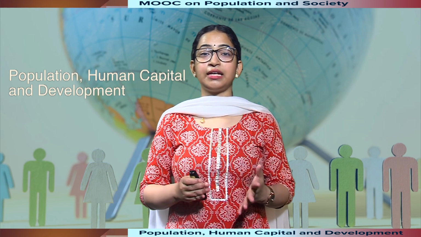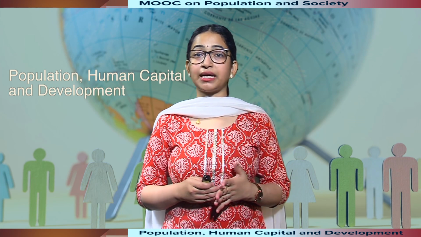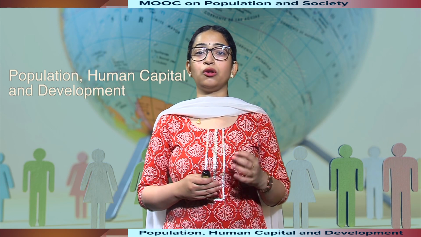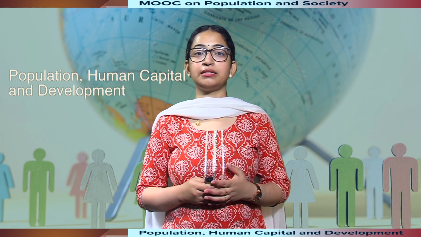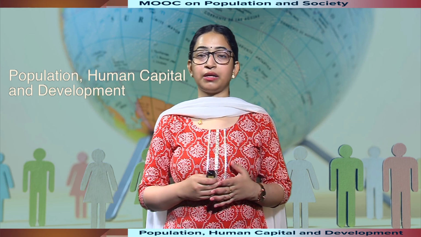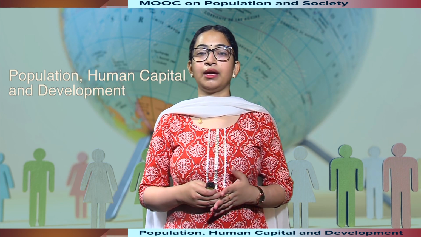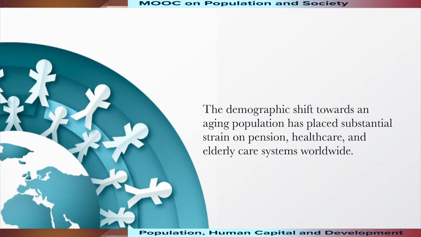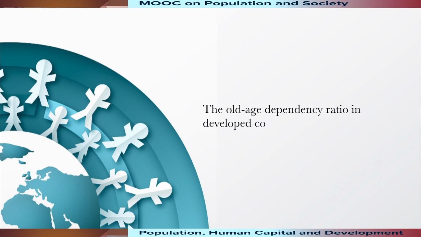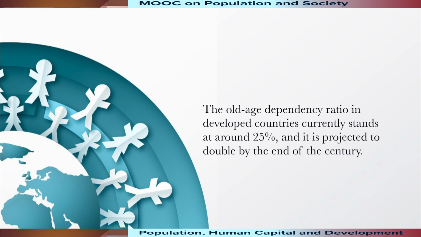Concurrently, fertility rates have plummeted significantly over the past few decades, reaching a historically low level. As a result, nearly half of the world's population resides in countries with below replacement fertility rates, that is 2.1 children per woman. The demographic shift towards an aging population has placed substantial strain on pension, healthcare, and elderly care systems worldwide. The old age dependency ratio in developed countries currently stands at around 25% and is projected to double by the end of the century.